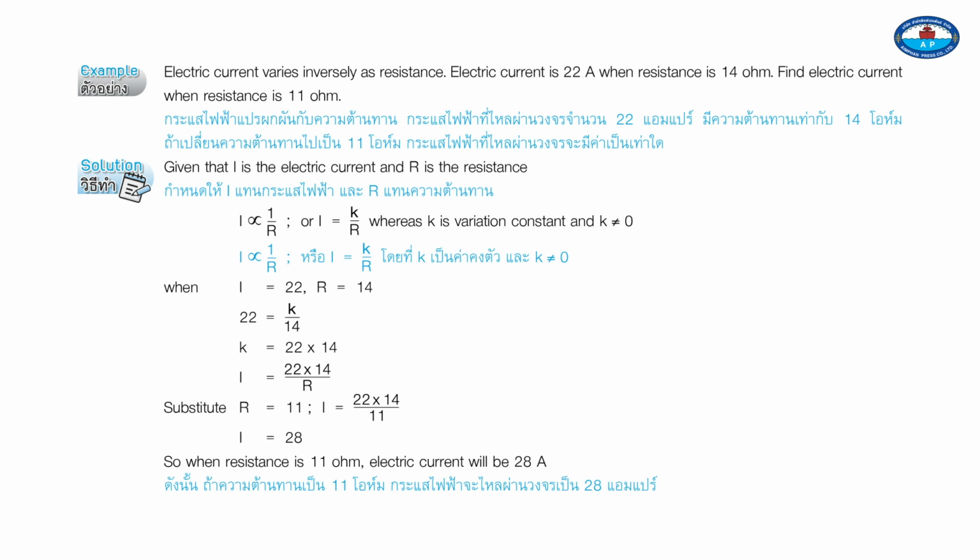When I equals 22, R equals 14, 22 equals K over 14. K equals 22 times 14. I equals 22 times 14 over R. Substitute R equals 11; I equals 22 times 14 over 11. I equals 28. So when resistance is 11 ohm, electric current will be 28 amps.